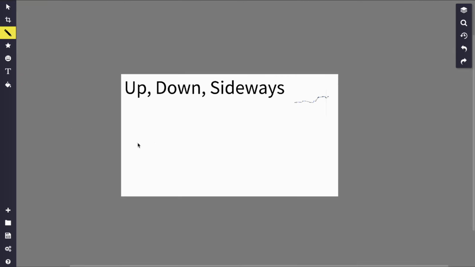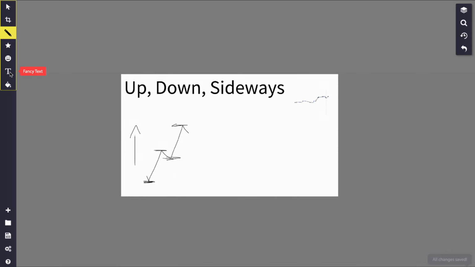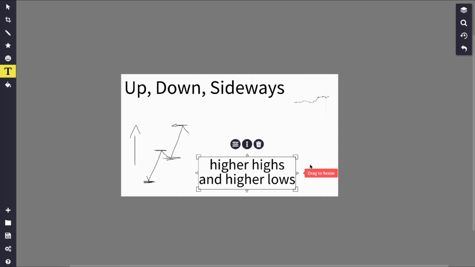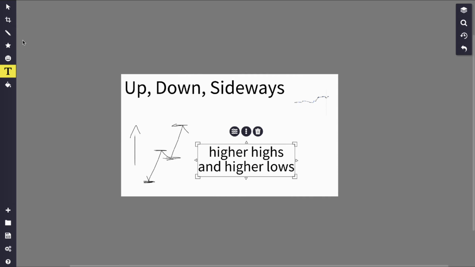Let's look at up first. So upwards trend. That means here. Let's just say it's like that. There's a low here, a high here, a low here, a high here. So upwards trends are higher highs and higher lows. That is what uptrends are: higher highs and higher lows.